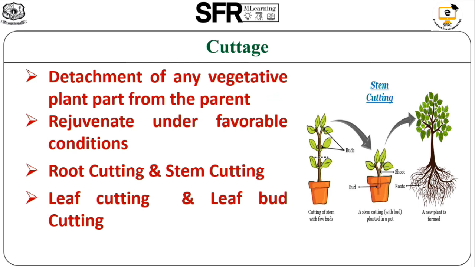So here what we use is the detachment of a vegetative part from the parent plant. You can see in the picture that the stem has been taken and it has to be kept under the soil or any rooting medium. It is not compulsory to keep it in soil; it can be any type of rooting medium. Now the plant will undergo rooting, and the whole plant will develop. The new plant will have the same genetic character as the parent plant. There may be root cutting, stem cutting, leaf cutting and leaf bud cutting.